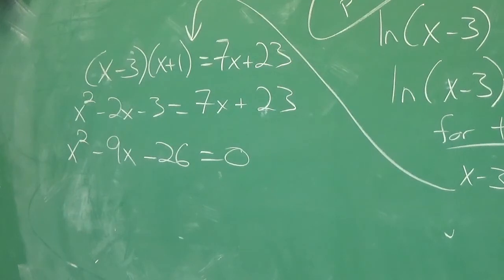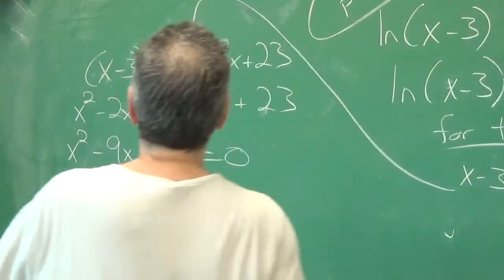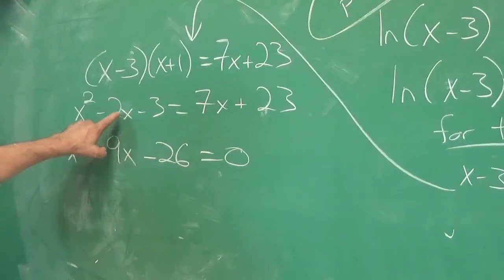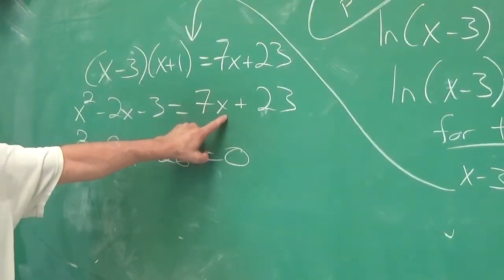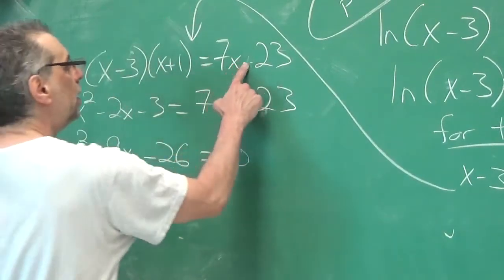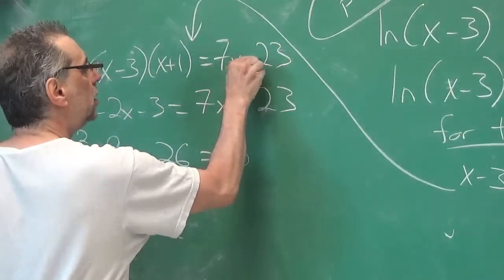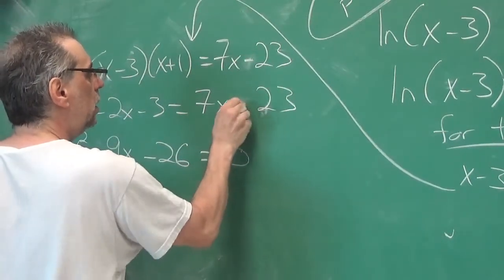7x minus 23 over x plus 1 equals x minus 3. Did I do that right? X squared minus 2x minus 3. 7x minus 20. There we go. I thought there was a mistake in there.